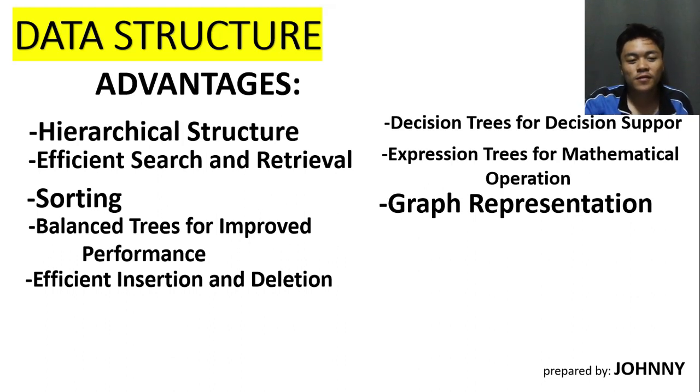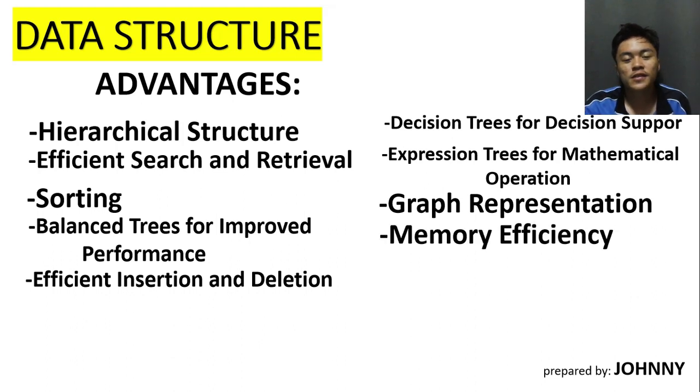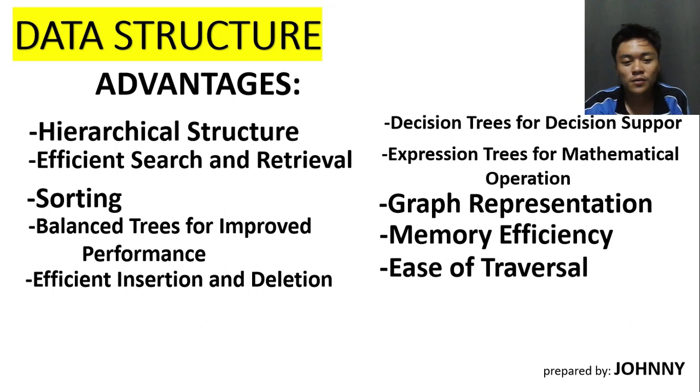And we also have this, what do you call this? Yes, memory efficiency. This one. Trees can be more efficient than flat structures for certain types of data. In particular, hierarchical data can be represented more compactly using a tree structure. And ease of traversal. Traversing a tree can be done in various ways: the pre-order, in-order, and post-order, allowing for flexibility in processing and analyzing the data stored in the tree.